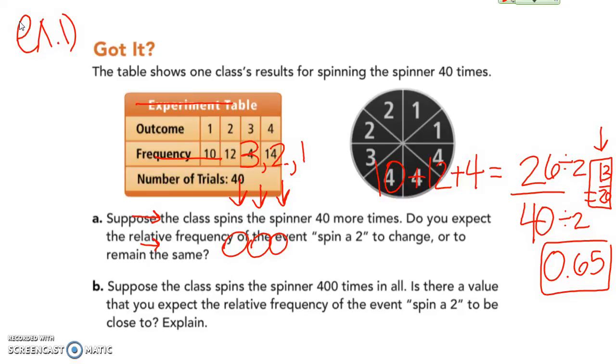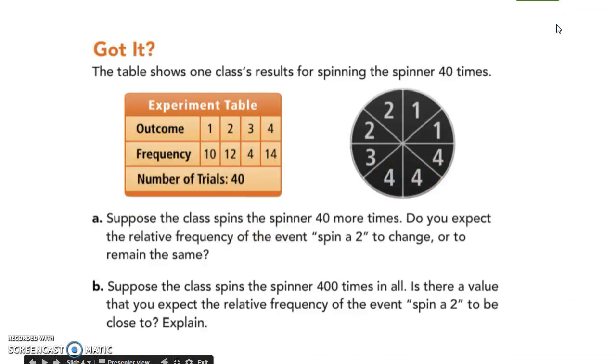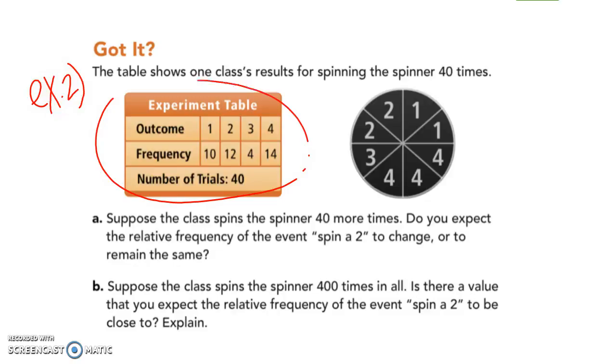All right, this next one, let's try. This is example 2. You should do this one in your notes with me as well. All right, example 2. Same problem, same spinner, same frequency table here. Okay, same. But the question is a little different. So suppose this class spins the spinner 40 more times. Do you expect the relative frequency of the event spin a 2 to change or remain the same?